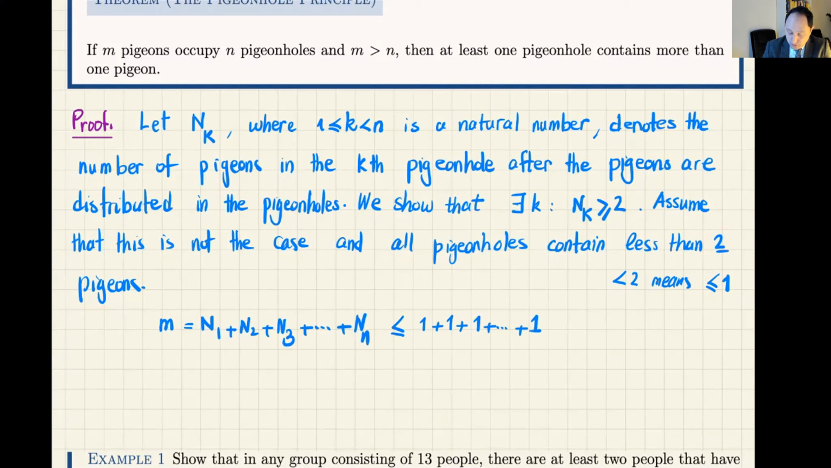But then how many ones do you see here? I have n ones, yes? And then this becomes equal to n.